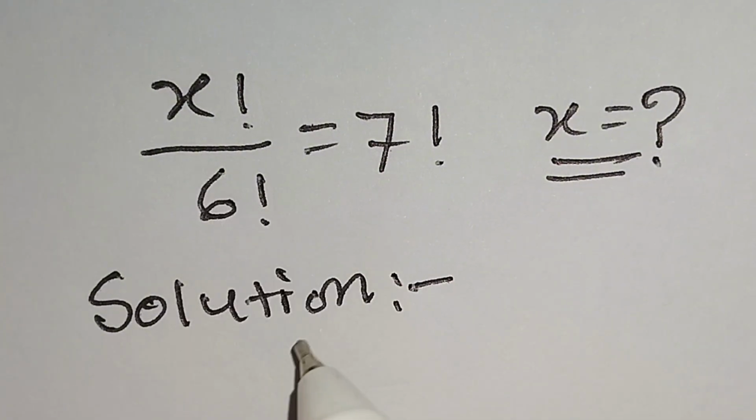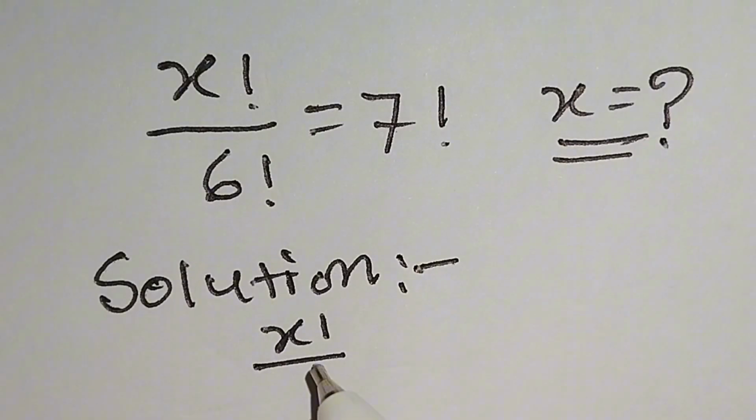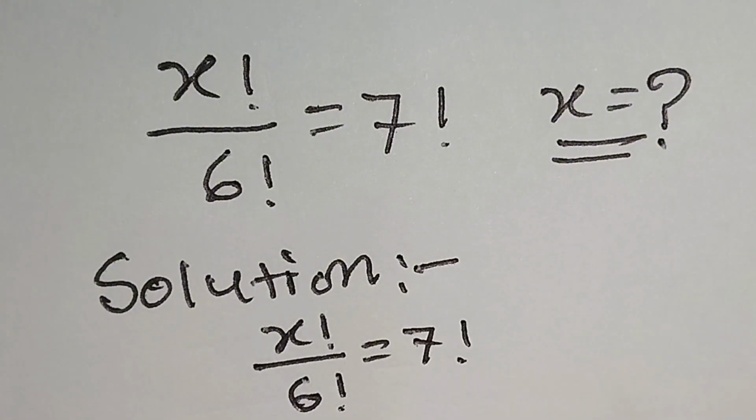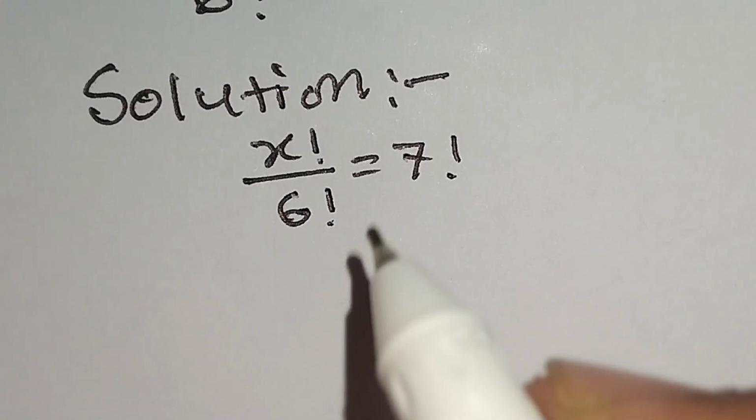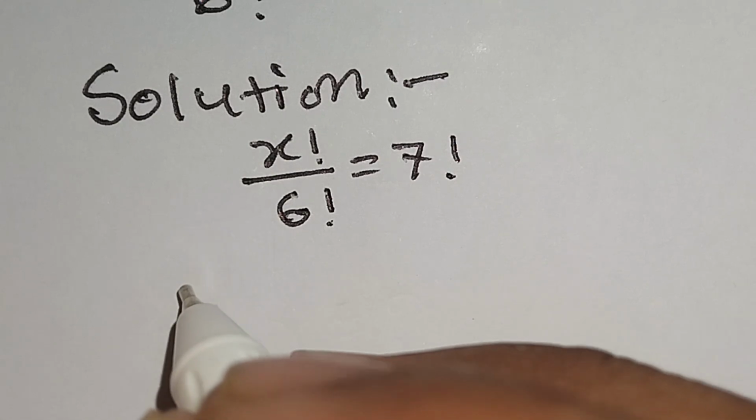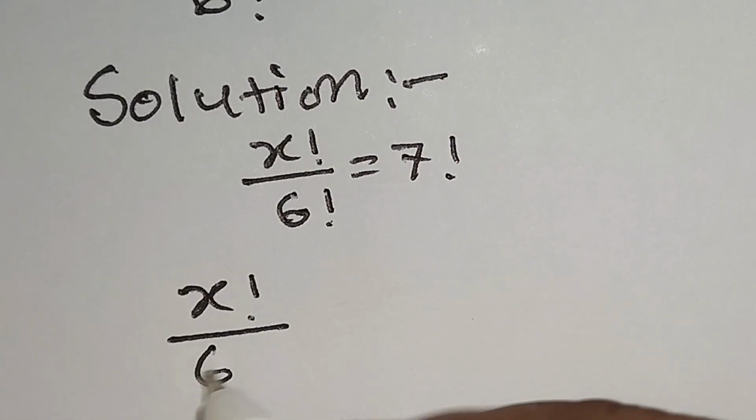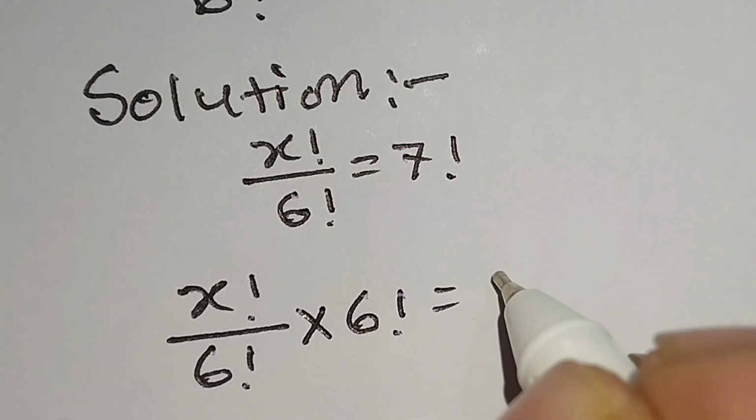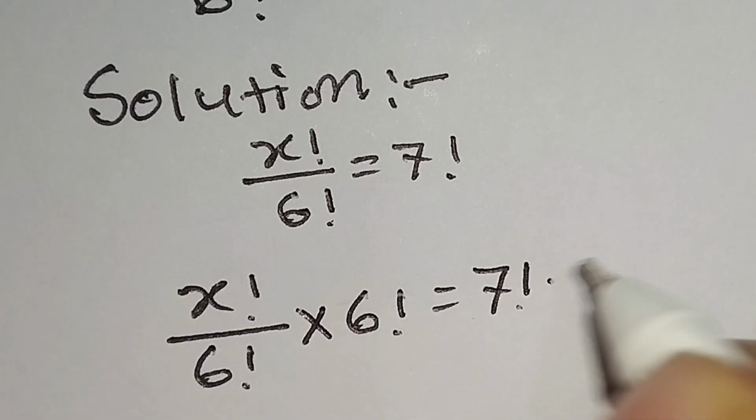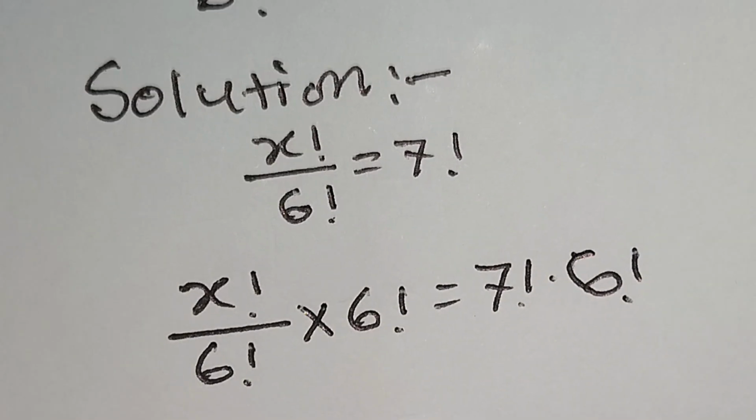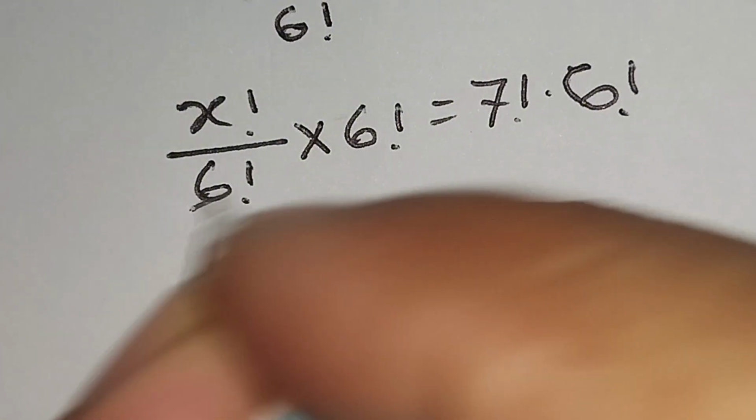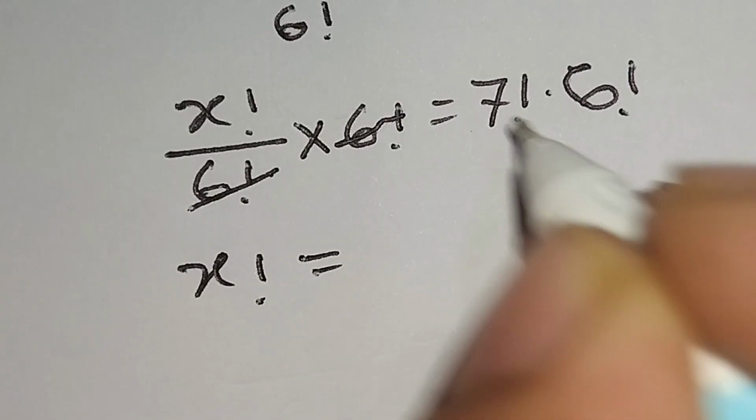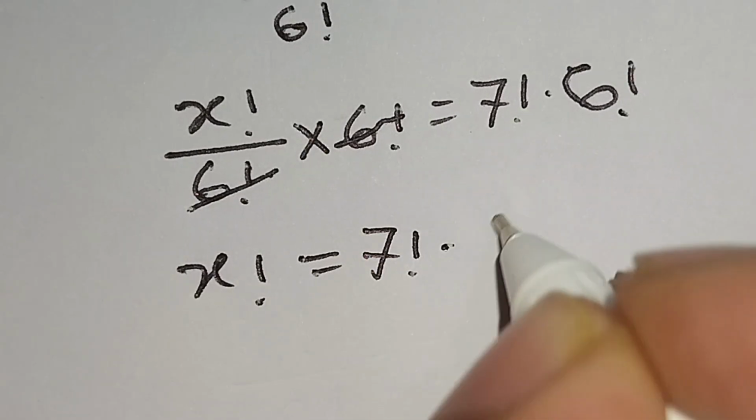The given equation is x factorial over 6 factorial is equal to 7 factorial. Now we will multiply both sides by 6 factorial. So we can write x factorial over 6 factorial multiplied by 6 factorial is equal to 7 factorial times 6 factorial. Here this 6 factorial and this 6 factorial cancel out. Here x factorial is equal to 7 factorial times 6 factorial.